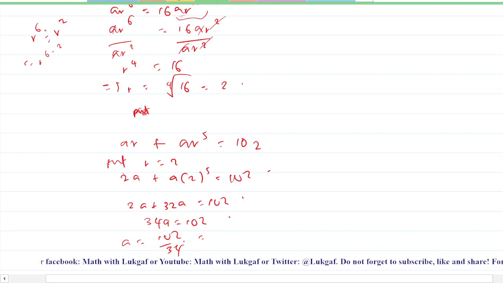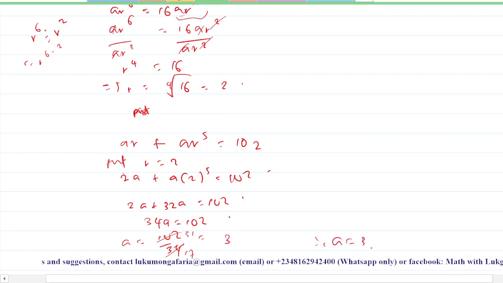I can divide by this. So you know how many 2 can go here? I think 2 here is 17 and 2 here is 51. So I think 17 into 51 is equal to 3. So your A is equal to 3. Then you can conclude adequately that your A is equal to 3 and R is equal to 2.